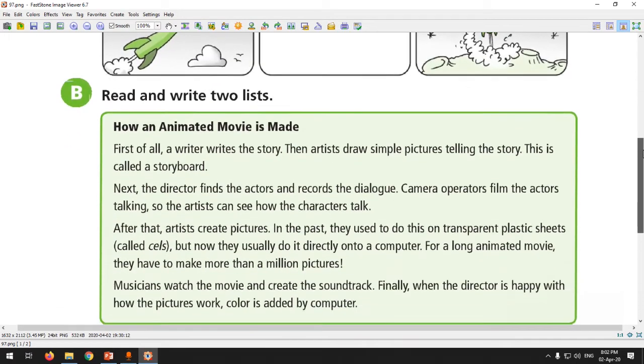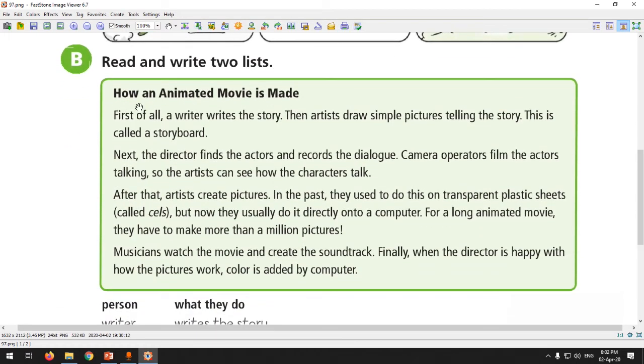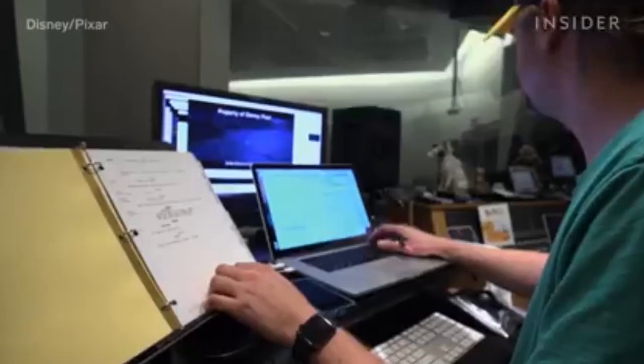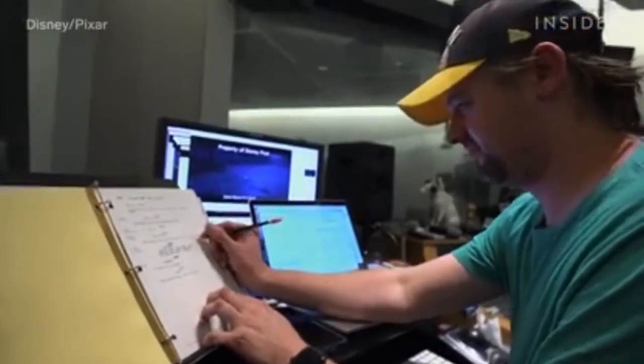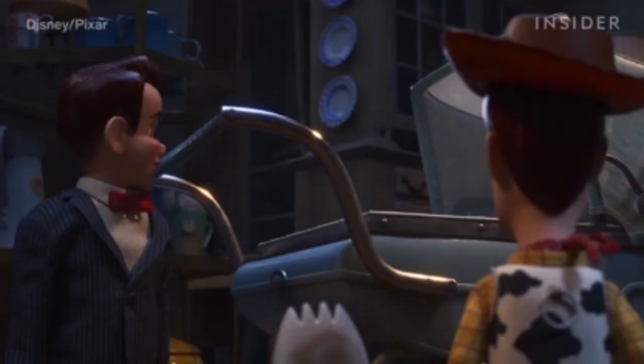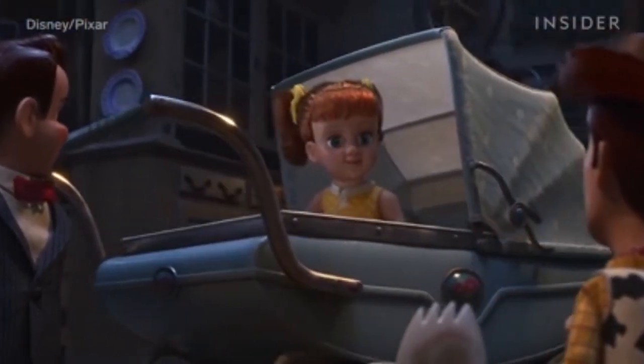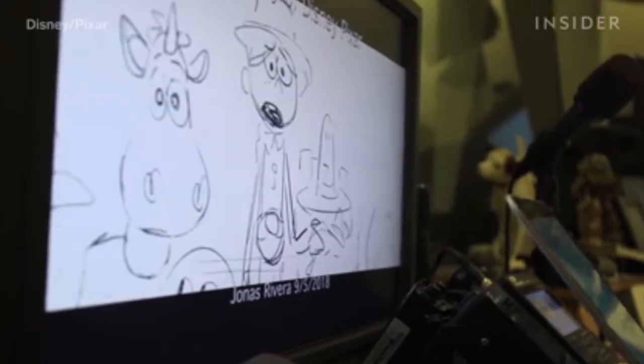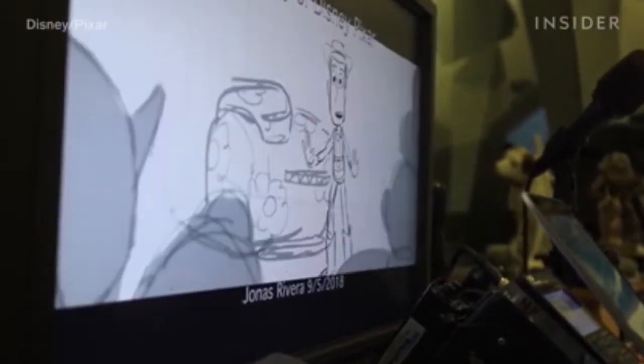Let's go to exercise number B. How an animated movie is made. First of all, a writer writes the story. Then the artist draws simple pictures telling the story. This is called a storyboard, okay? So before any animated movie begins, the writer writes the script and what's gonna happen in the animation. Then the artist draws little pictures, but not the actual thing yet. He's just drawing little pictures to show how it's gonna look.